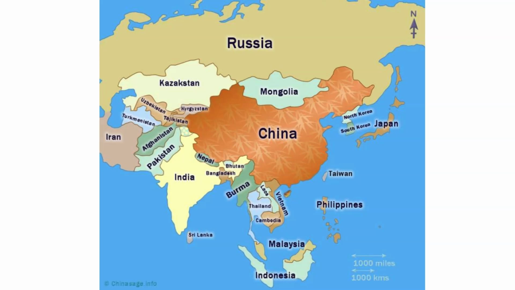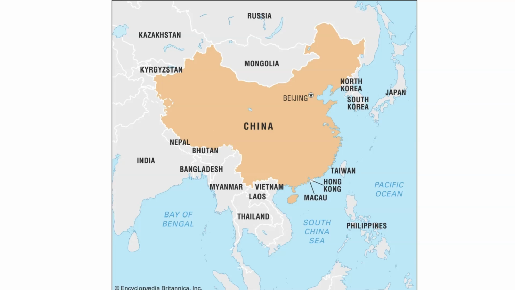China has borders with 14 countries: Afghanistan, Bhutan, India, Kazakhstan, North Korea, Kyrgyzstan, Laos, Mongolia, Myanmar, Nepal, Pakistan, Russia, Tajikistan, and finally Vietnam. China has a long eastern coastline along the East China Sea, Yellow Sea, and South China Sea.